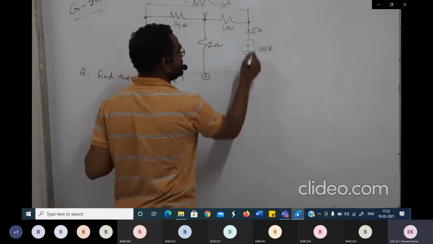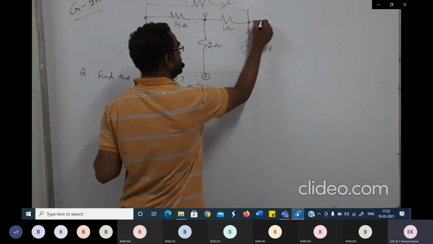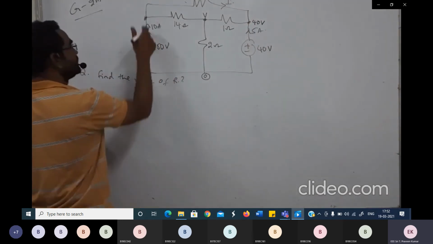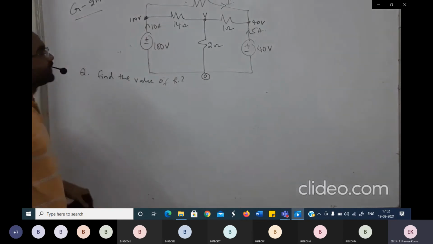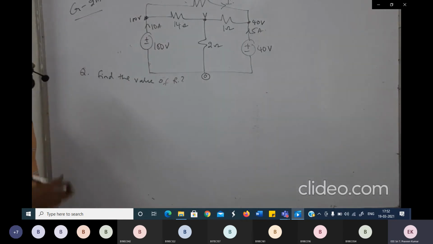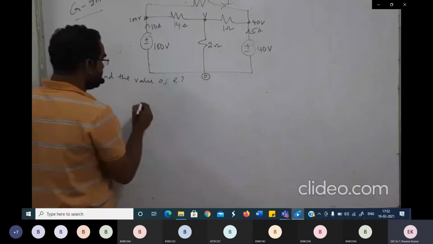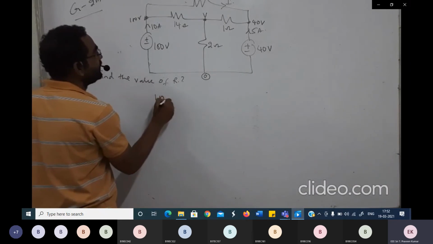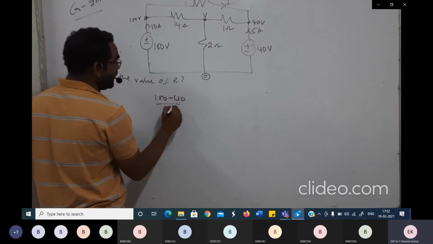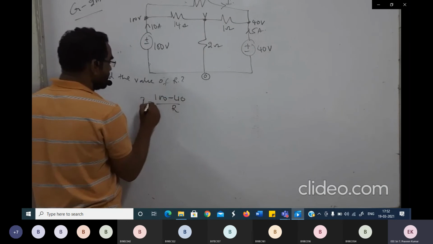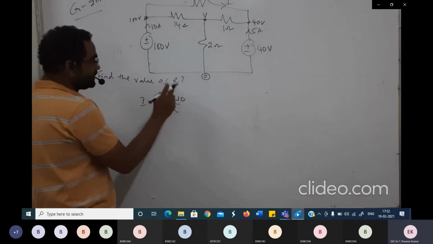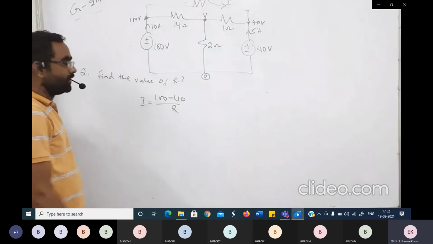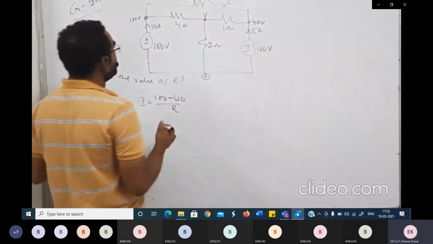Now this is 40 volts here, and here also this is 40 volts. Because this voltage is 100 volts, I can say this is 100 volts at this node. So one thing is clear: 100 minus 40 divided by R is nothing but your current. If you can get the current, it's very simple, you will get the resistance value.